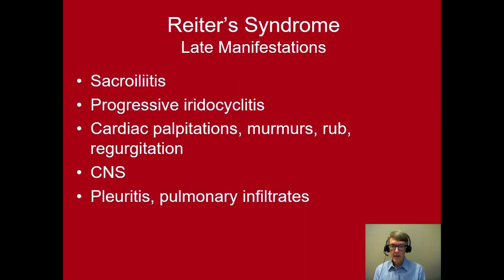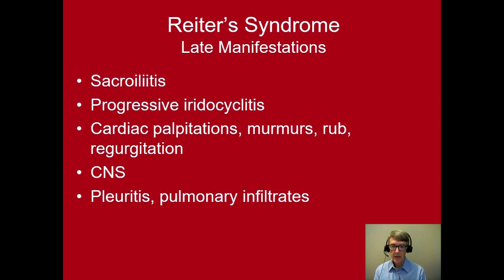These are some of the late manifestations of reactive arthritis, including sacroiliitis. So we don't tend to see this as early as we do in something like ankylosing spondylitis. They can have a progressive iridocyclitis, which is inflammation of the iris and the ciliary body of the eye, which can affect vision.